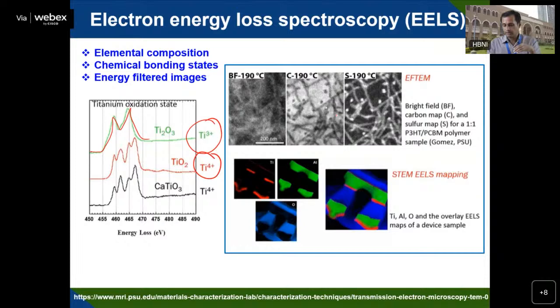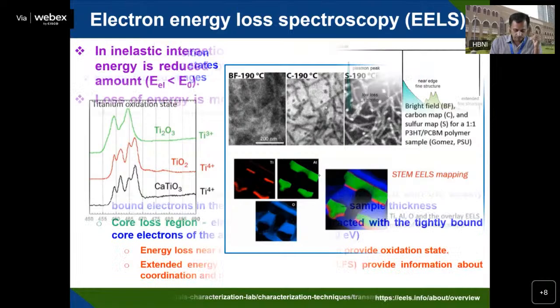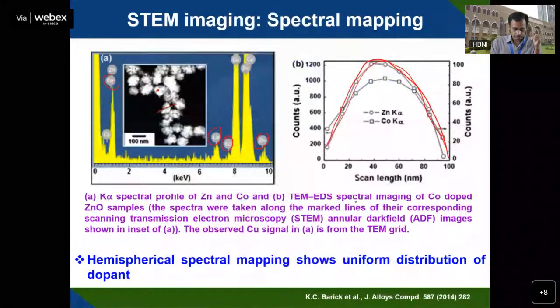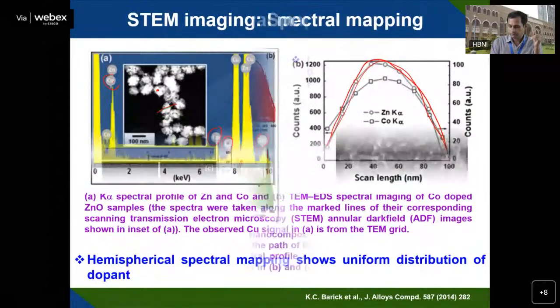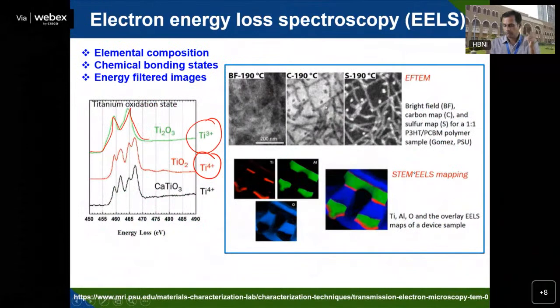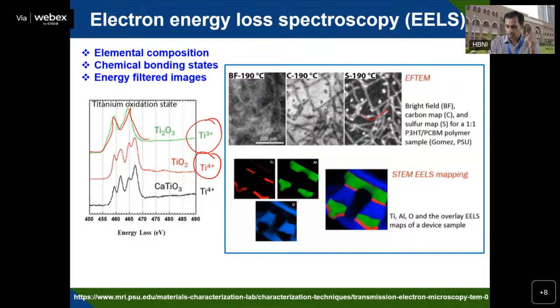EFTEM, energy filtered TEM, where you can filter the electron by energy. This is electron energy loss spectroscopy that you'll get, and you can see you're able to get those structural images, as well as you can also do scanning TEM electron energy loss mapping. You can see here titanium is red, aluminium is green, and blue is oxygen, and for the whole structure you can get an electron mapping depending upon the titanium, aluminium, oxygen composition.